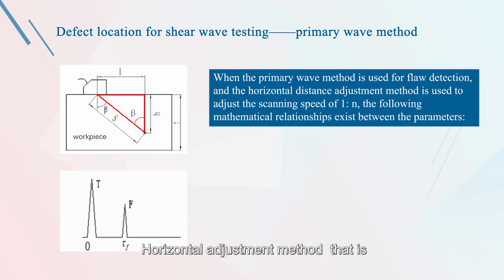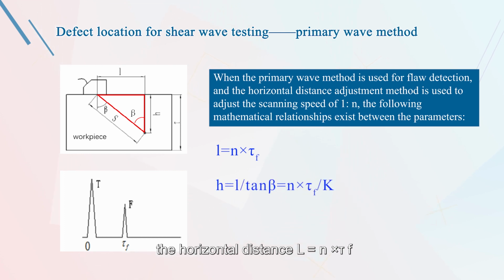Horizontal adjustment method, that is, the horizontal scale value of the instrument and the horizontal distance L form a 1 to n proportional relationship. At this time, the horizontal distance, as we can see, is given by the formula. I hope you can use it and learn it.